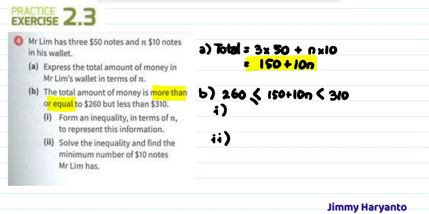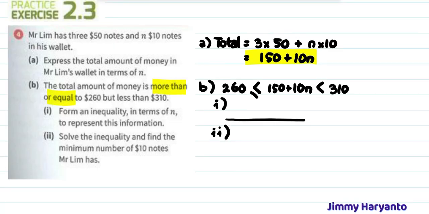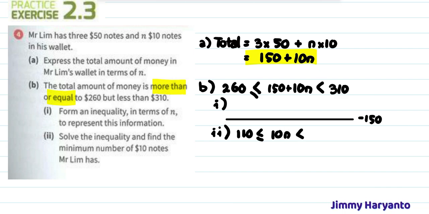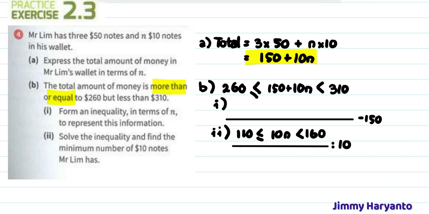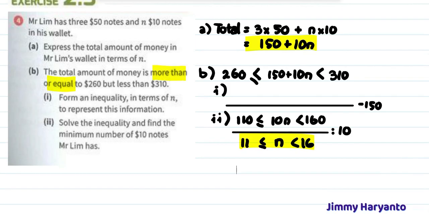For the second one, we have to solve it. That means I will subtract 150 from all of them. So I will have 110 right here, and this one is only 10n now, and this one is 160, and then I will divide them all by 10. So I will have 11 less than or equal to n less than 16. So this is the inequality. And then find the minimum number of $10 notes Mr. Lim has. The minimum will be 11.